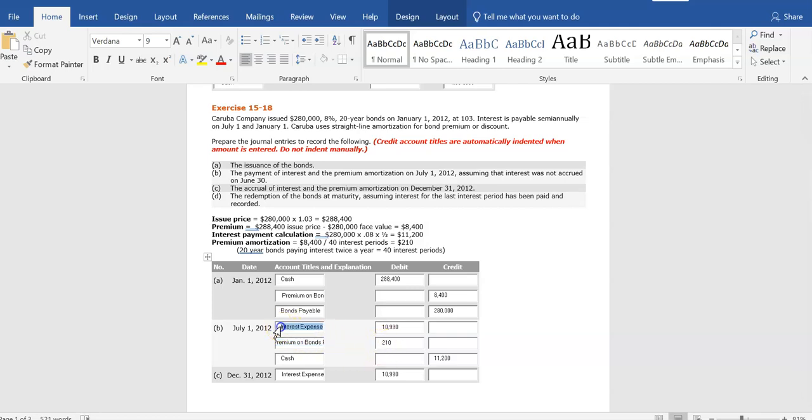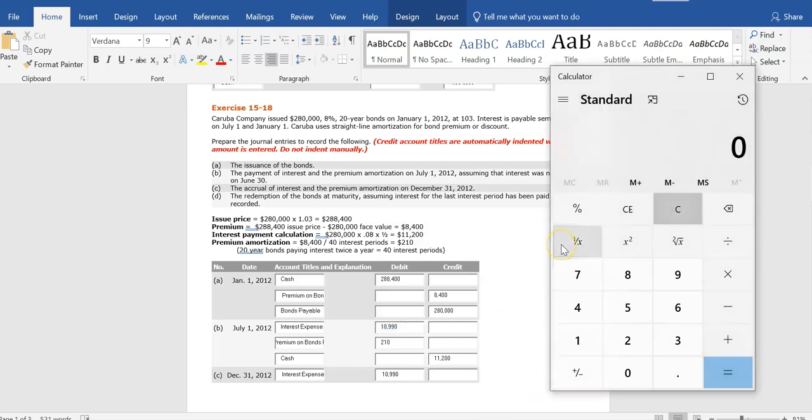The amount of interest expense that I record is going to be the difference between the cash paid less how much of my interest expense is reduced because I borrowed more than what I have to pay back. I'm reducing the cost of my borrowing. So my interest expense will only be $10,990, which is the $11,200 minus $210, $10,990. Okay.